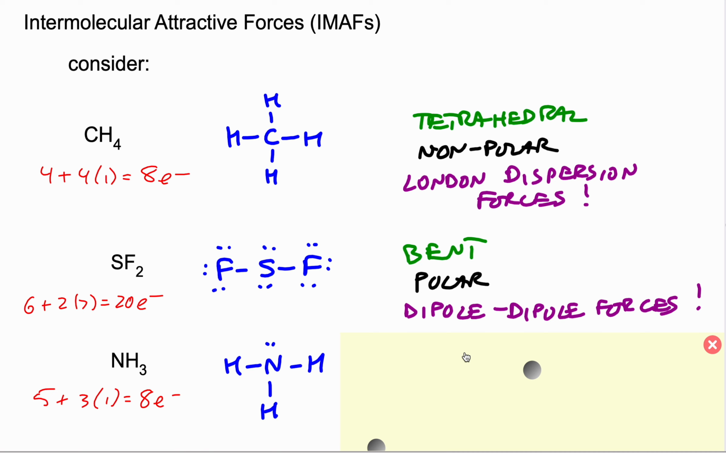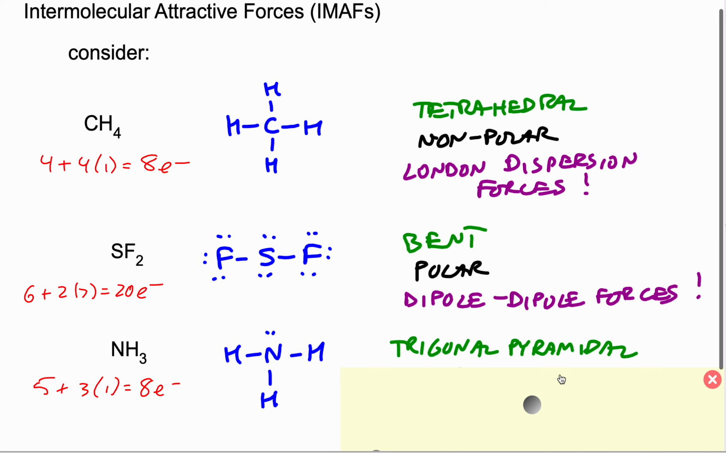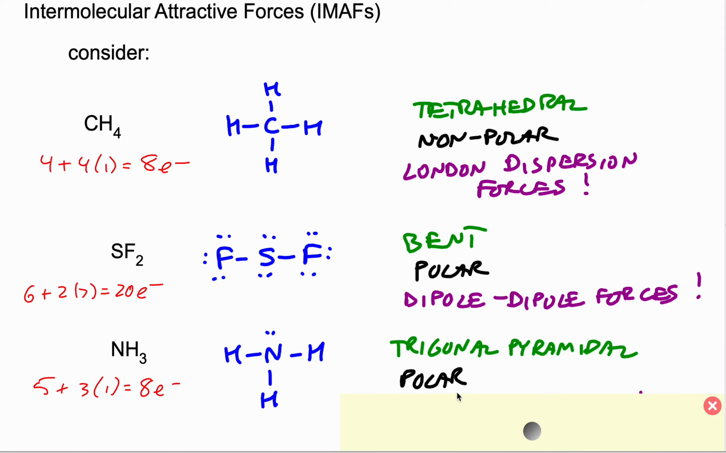For ammonia, an AB3E type molecule, the geometry is trigonal pyramidal. Therefore, it is polar, but because of the presence of the N-H bonds, we have hydrogen bonding as our most important intermolecular attractive force. So, I've listed these molecules from weaker to stronger intermolecular attractive forces.